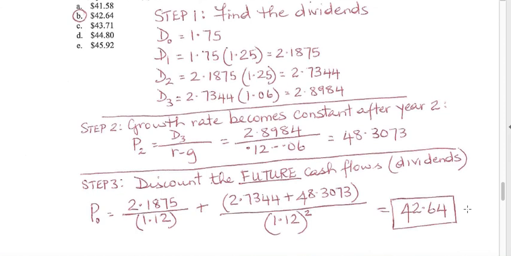Okay, so what I want you to pay attention to is 1, whether you're given D0 or D1. 2, at what point does the growth rate become constant forever? And 3, you want to pay attention to what you're discounting. You never want to discount a dividend that has already been paid. And after you use this dividend, for example, you notice you do not discount it again down here.